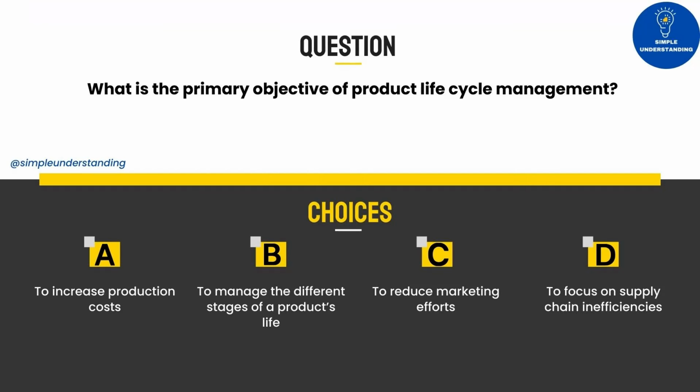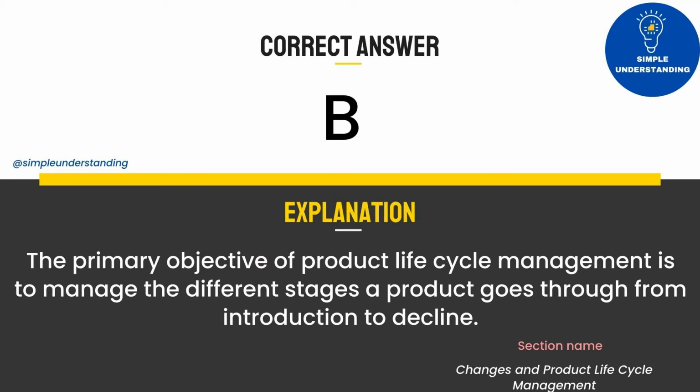1. What is the primary objective of product lifecycle management? A. To increase production costs. B. To manage the different stages of a product's life. C. To reduce marketing efforts. D. To focus on supply chain inefficiencies. Correct answer: B. Overall explanation. The primary objective of product lifecycle management is to manage the different stages a product goes through from introduction to decline.